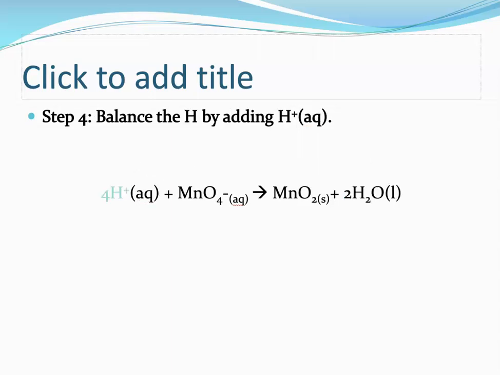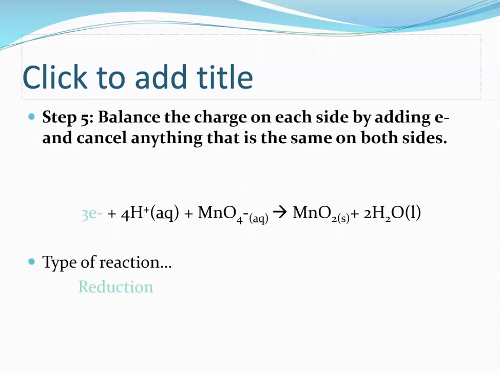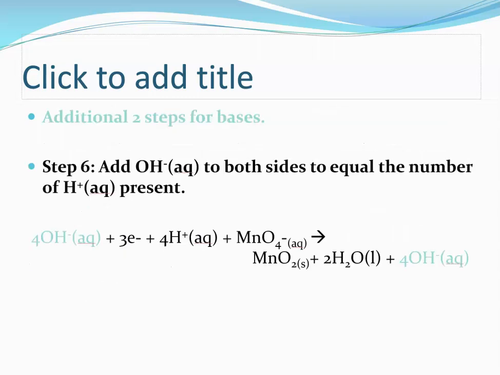The fourth step is to balance hydrogens by adding hydrogen ions. The fifth step is to balance the charge by adding electrons. Up until this point, every step is the same as when balancing acidic half reactions. In bases, there are an additional 2 steps.